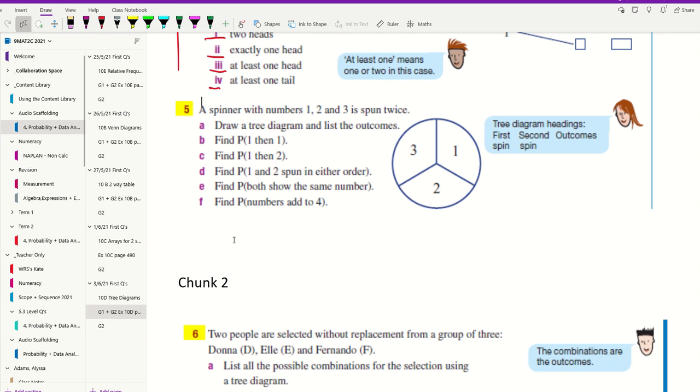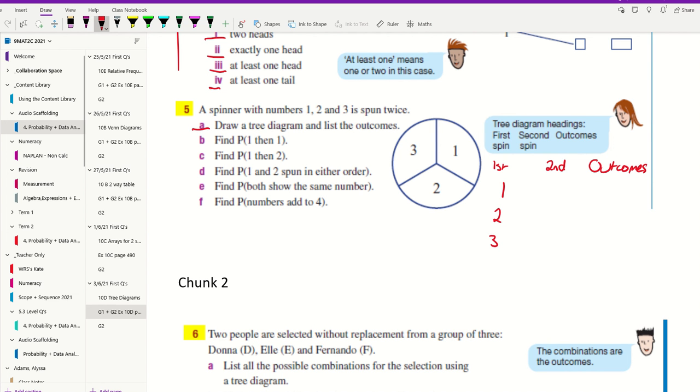Then your next question is, now we've got a spinner with 1, 2, 3, and we're spinning it twice. So you're making a tree diagram. Remember, you're going to have 1, 2, 3. That's your first spin, and then you're going to do it 2 more times. No, you're only doing it twice. So the second spin, once you've spun a 1, you can get a 1, 2, or 3 in your next one, etc. So draw the tree diagram. Then once you've got the tree diagram drawn, list all your outcomes. That's what question 1 is.